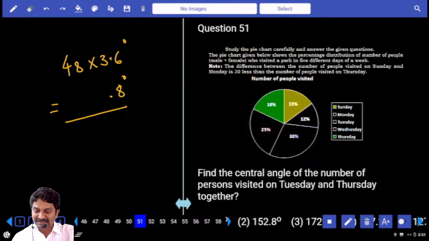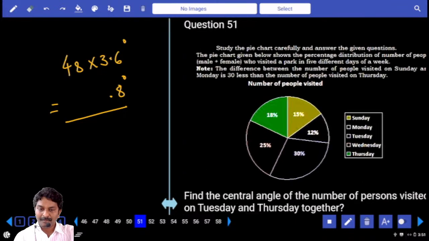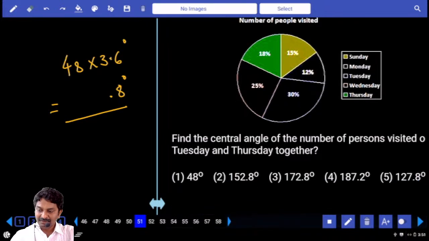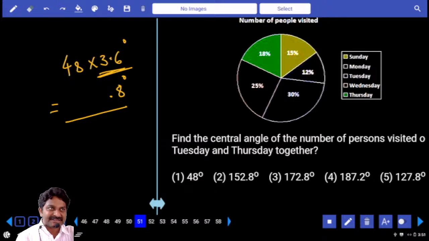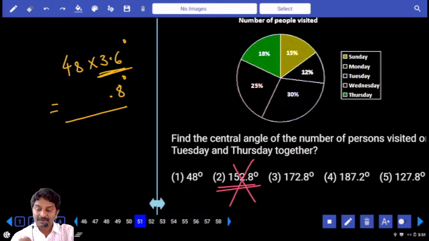How many options are there? Three options are there. 3.6 is a multiple of 9, so the answer must be a multiple of 9. The first cannot be your answer. Is the second option a multiple of 9? No. Is your third option a multiple of 9? Yes. Is your fifth option a multiple of 9? Yes. Two possibilities are there.